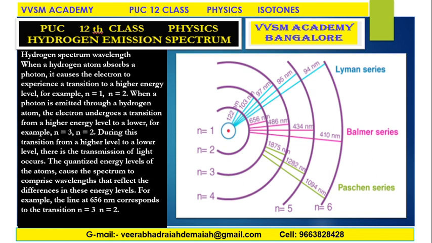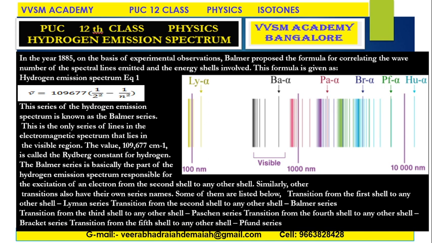Hydrogen spectrum wavelength. When a hydrogen atom emits a photon, the electron undergoes a transition from a higher energy level to a lower energy level. For example, n is equal to 2 to n is equal to 1. So nu is equal to 109677 multiplied by 1 by 2 square minus 1 by n square, which is the important relation developed during the spectrum formation of the Balmer series.